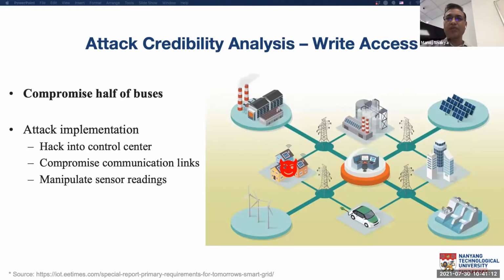Right. Actually, we do not inject this for the cyber attack. We use this technique to be safe from cyber attack.